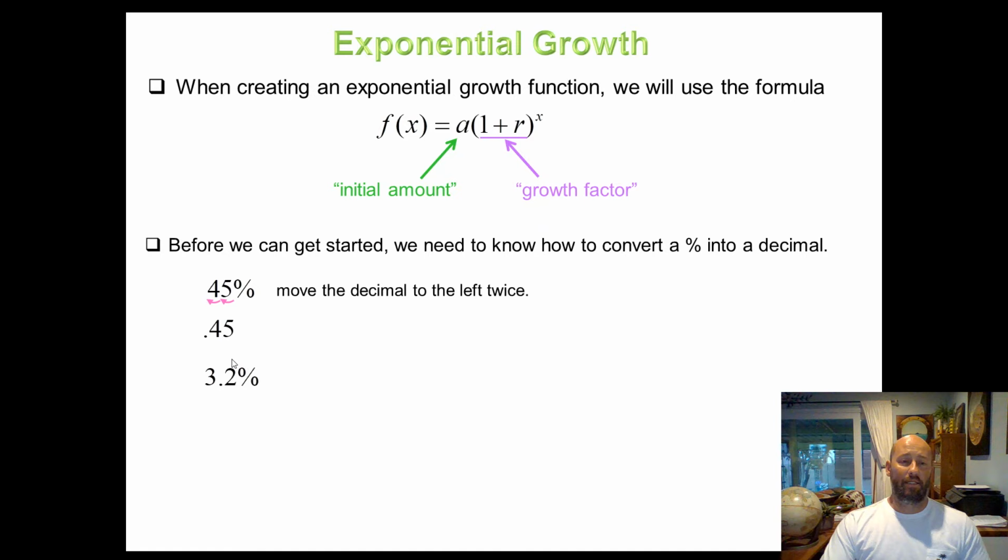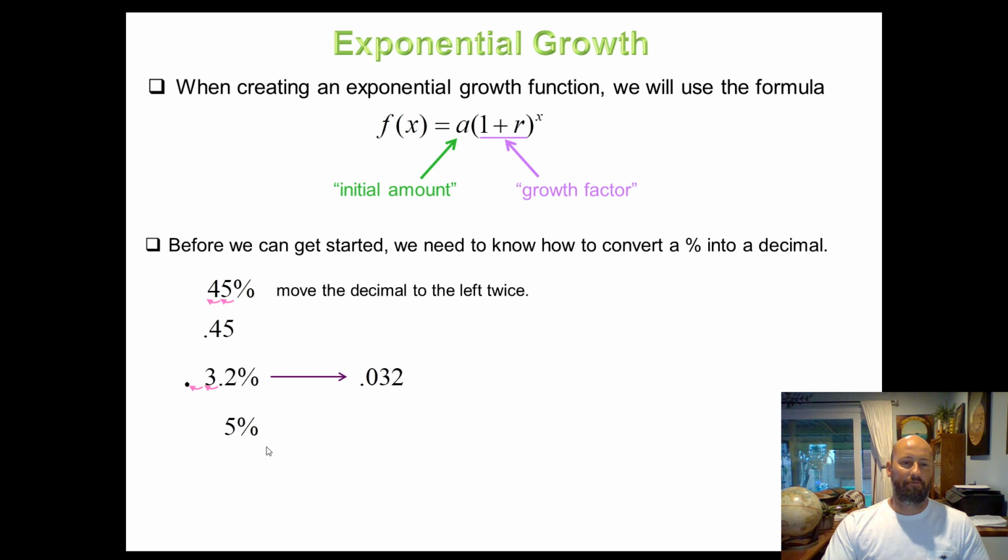All right, let's say we're looking at 3.2%. Again, we move it over twice, so we bring it over. Now it's in front of the 3. Move it over again. Now there has to be a 0 there as a placeholder. So that would be 0.032.